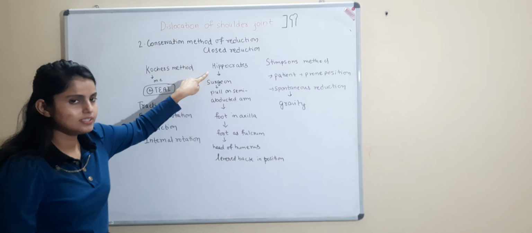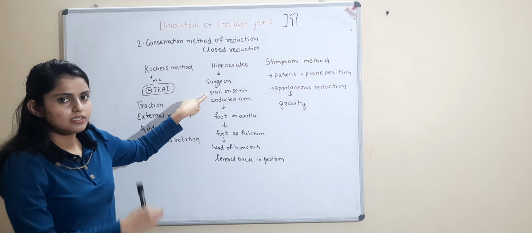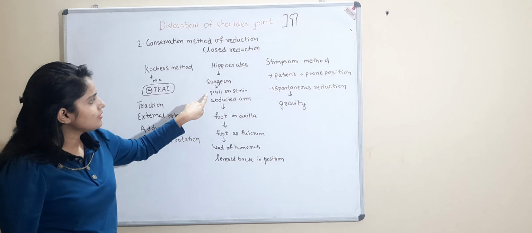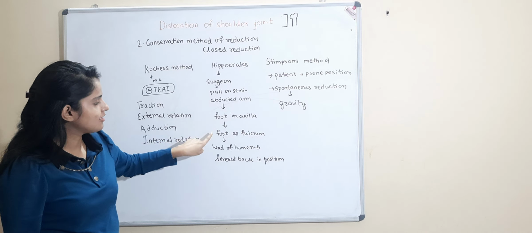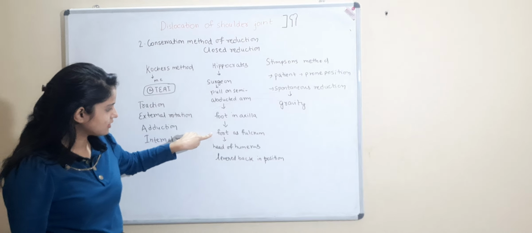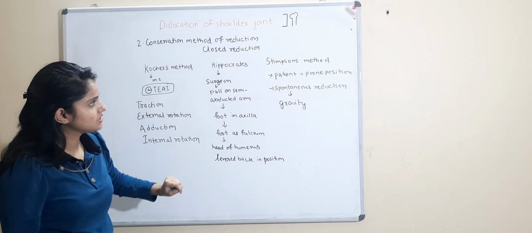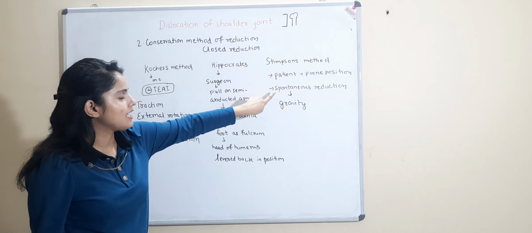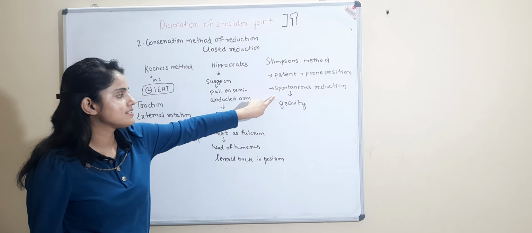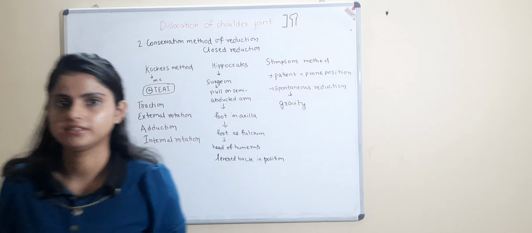In Hippocrates method, the surgeon pulls the arm in semi-abducted position and puts the foot in axilla, and taking foot as fulcrum, head of humerus is levered back into position. In Stimson's method, keeping the patient in prone position, we wait for spontaneous reduction under gravity.